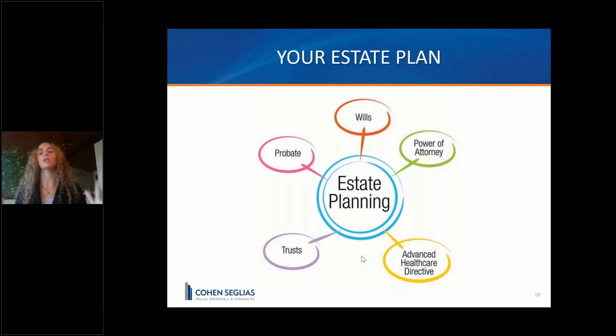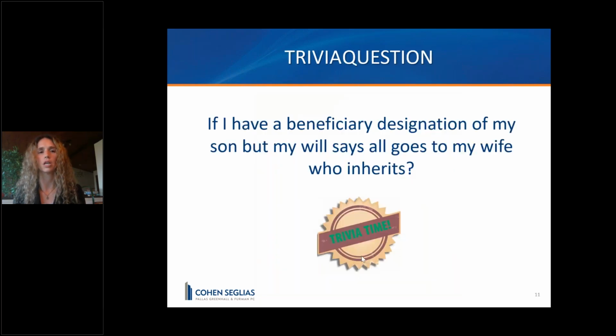So let's see if the things that we talked about over the last 30 minutes are still there in the back of our brains, and let's see if we know the answer to this. So the trivia question is: if I have a beneficiary designation of my son, Paolo, but my will says everything goes to my wife, Whitney, who inherits that asset?